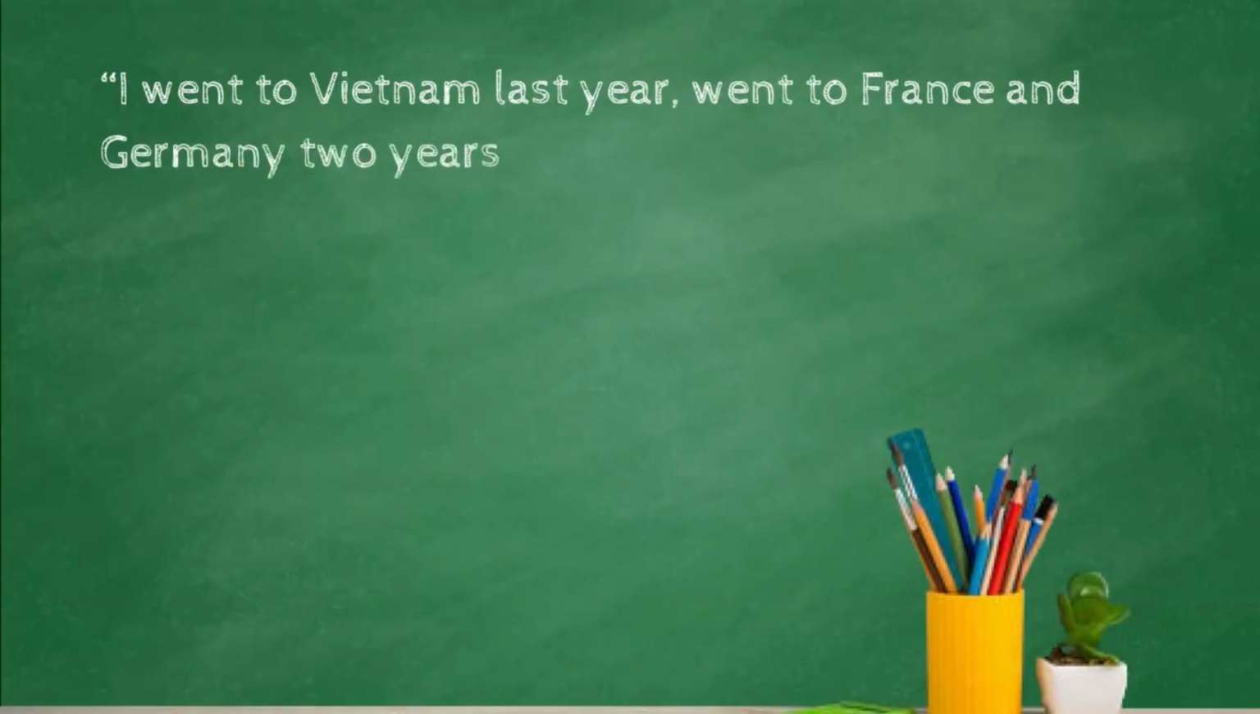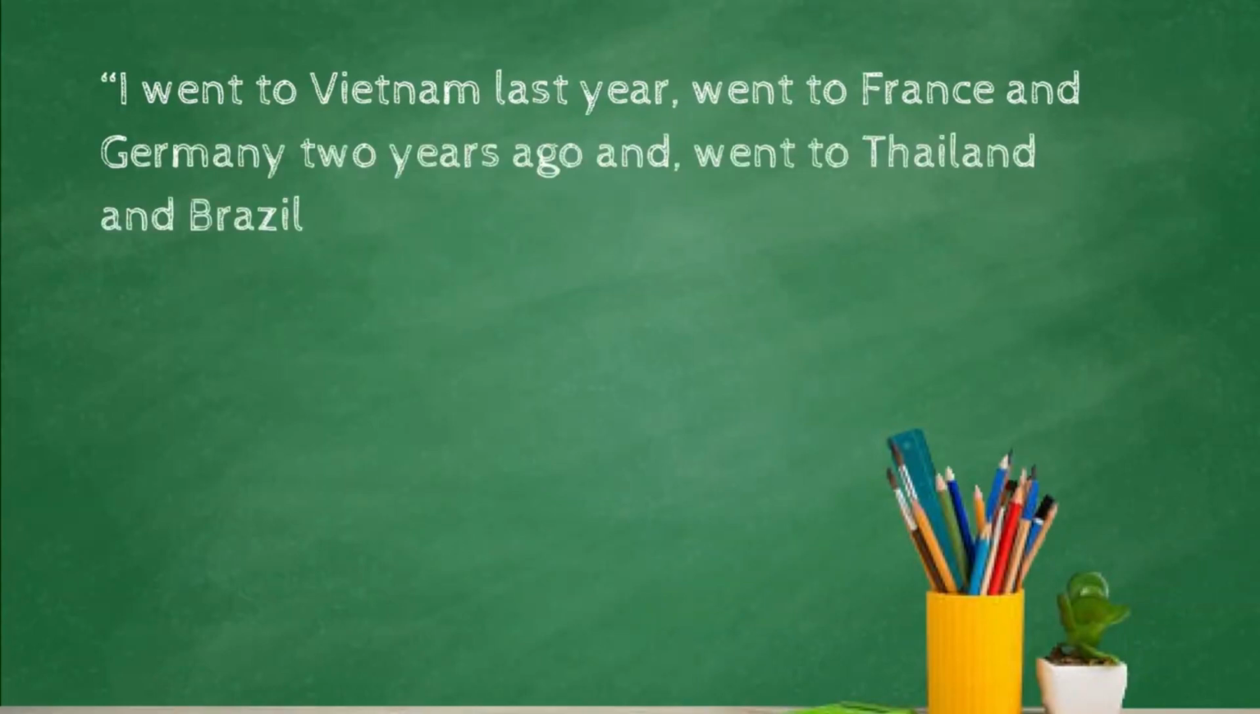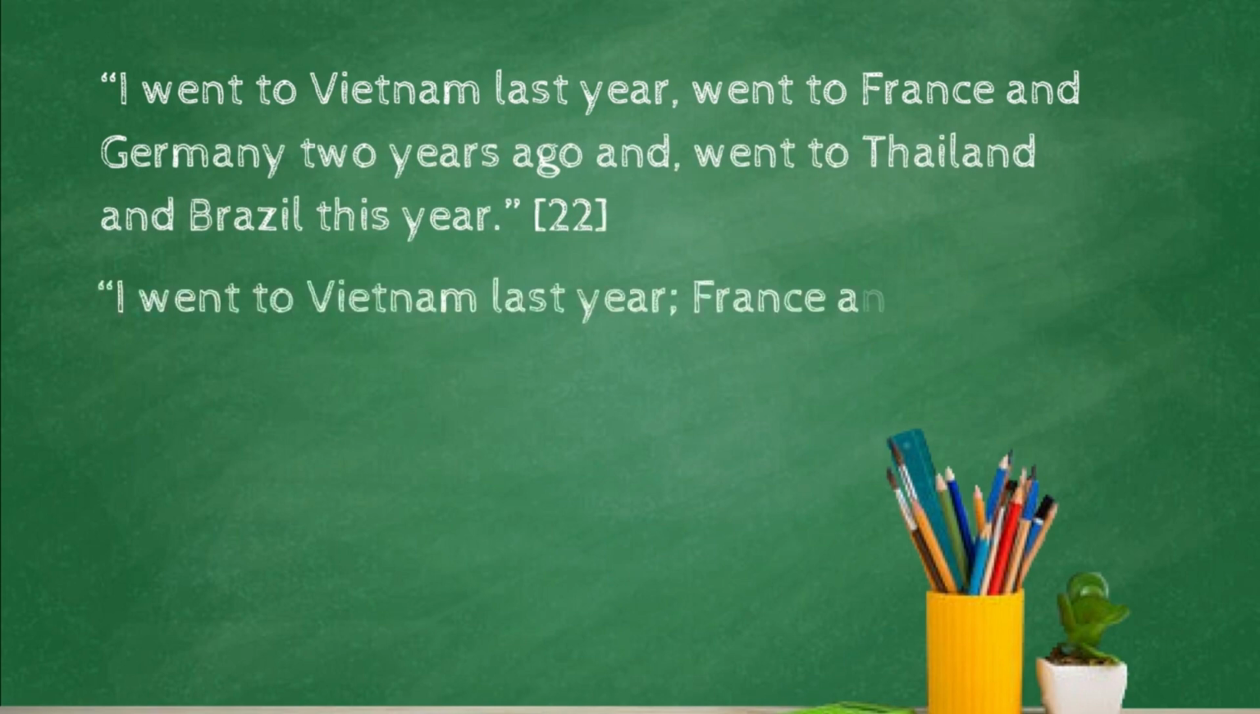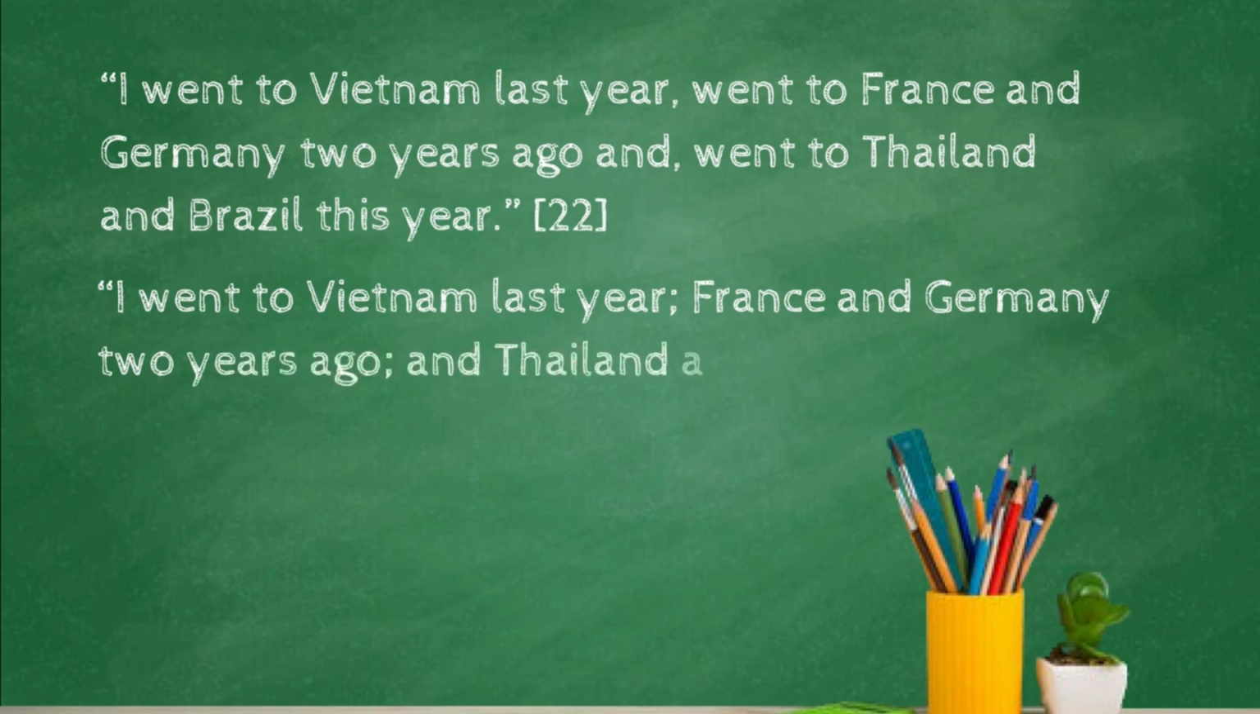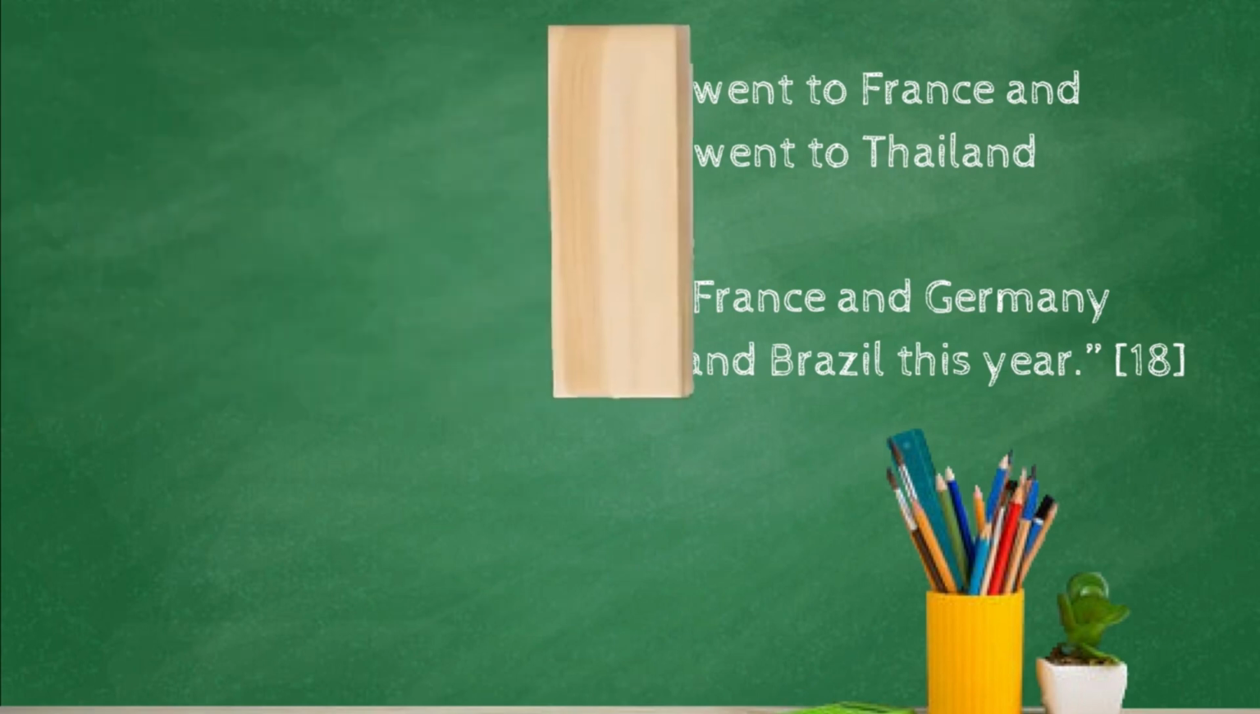So, for example, I could say, "I went to Vietnam last year, went to France and Germany 2 years ago, and went to Thailand and Brazil this year." But instead, using semicolons, I could say, "I went to Vietnam last year; France and Germany 2 years ago; and Thailand and Brazil this year." Using punctuation to your advantage can help reduce word usage and convey large amounts of information quickly to your audience.